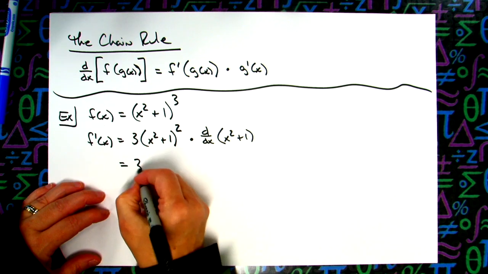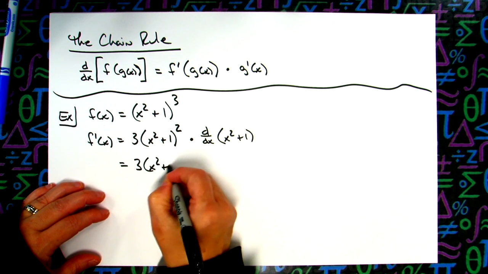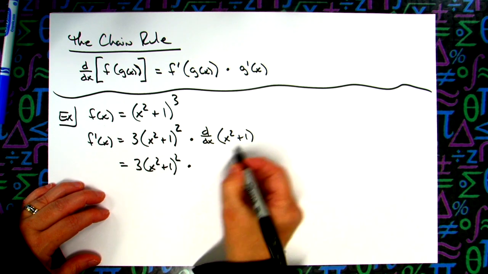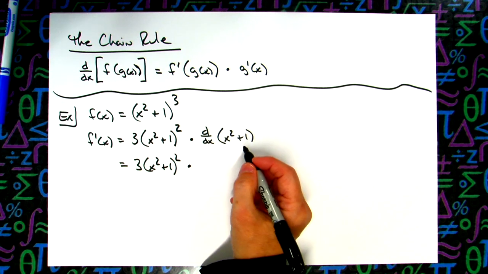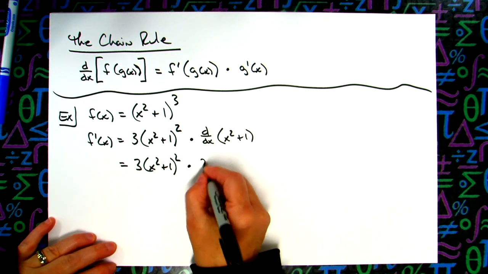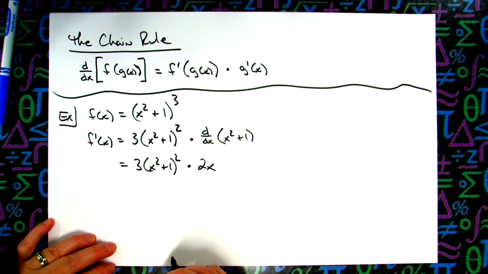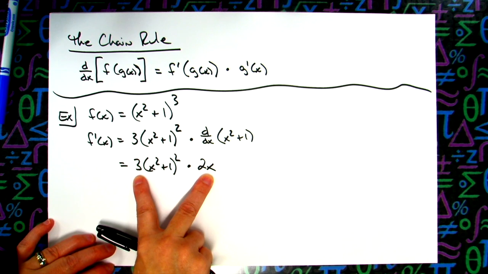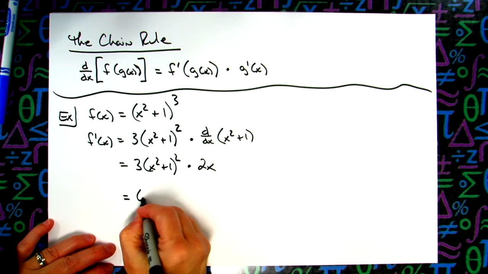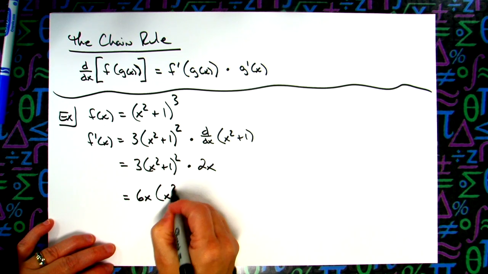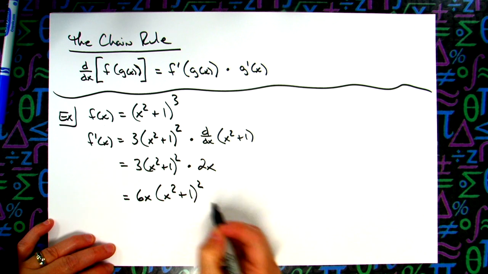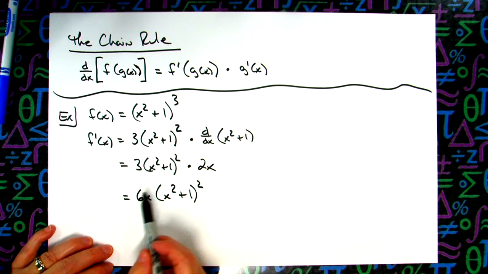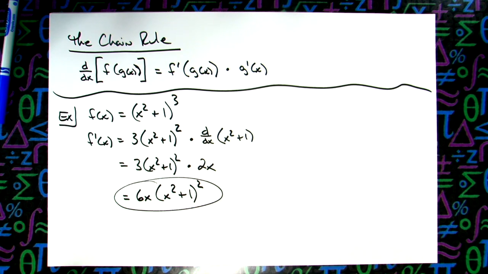Okay, so 3 times x squared plus 1 to the second stays the same. The derivative of x squared plus 1 is just 2x. All right, now clean it up. 3 times 2x, I can put that out in front, make it look a little nicer. 6x times x squared plus 1 to the second power. All right, so that's the chain rule with the power rule.